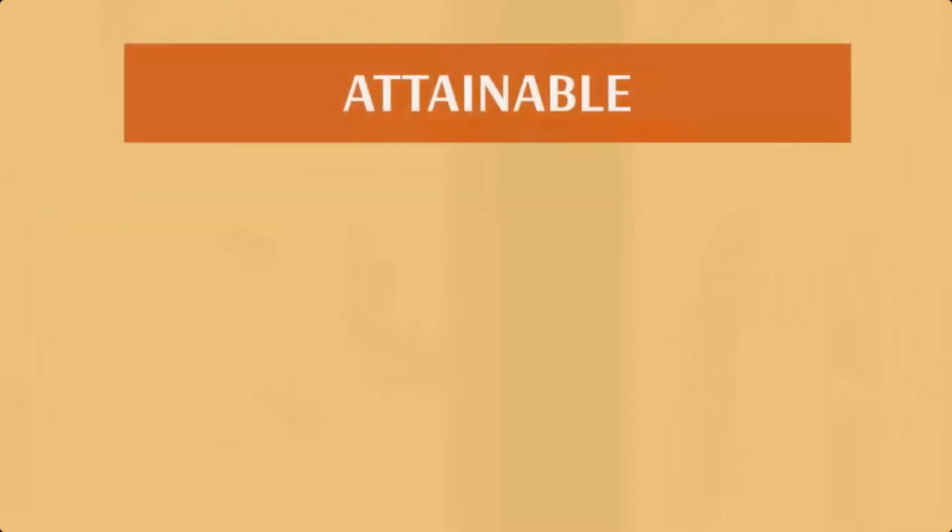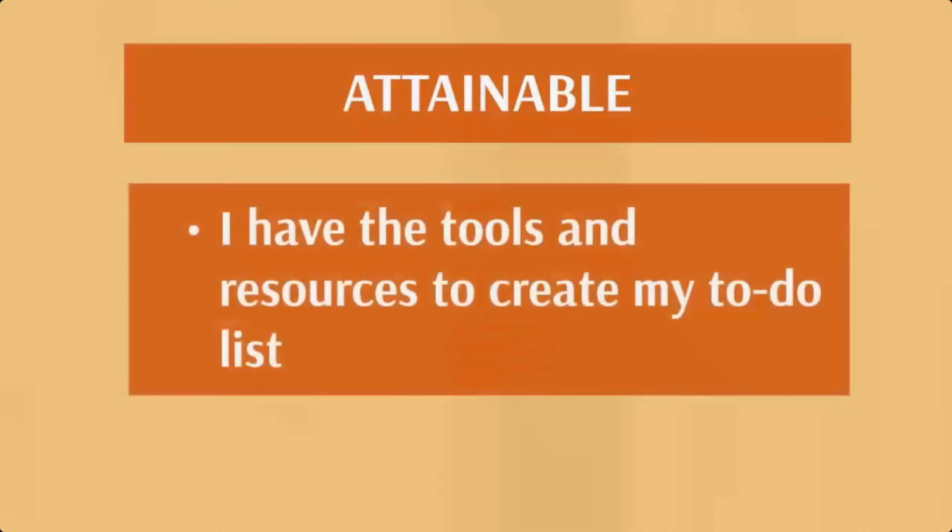Then we look at attainable. Is it reachable? Is it something that we can actually reach towards? So what I recommend that you do is you have a list of tools and resources to create your to-do list. So is it attainable?